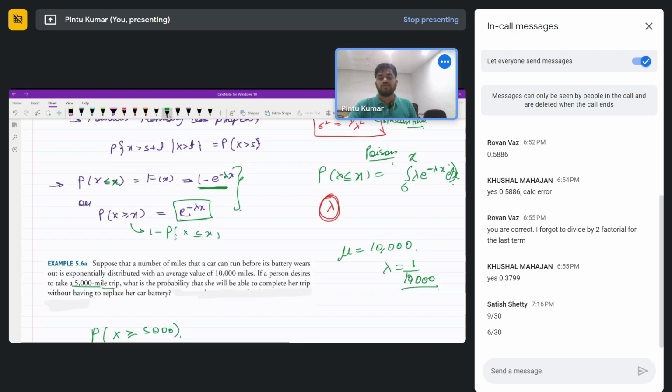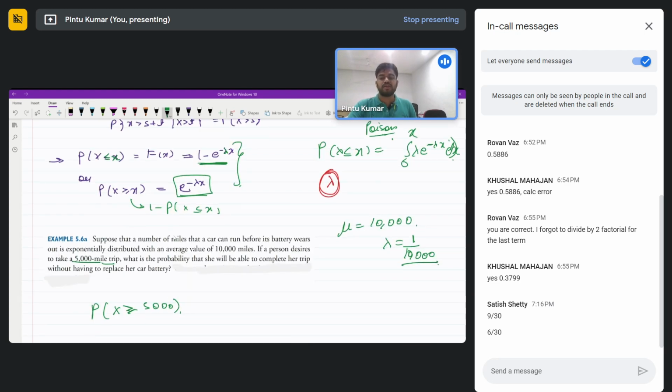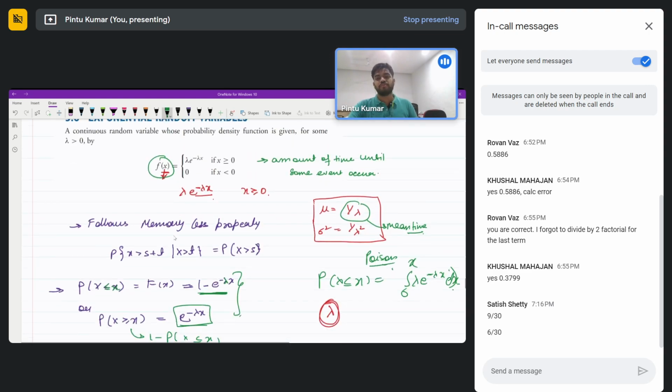So the probability that x is greater than or equal to 5,000 is nothing but e to the power minus, now lambda is 1 upon 10,000, into 5,000. We'll just cancel these things. So this is e to the power minus half that you will get. Now coming back to what is known as the memoryless property.